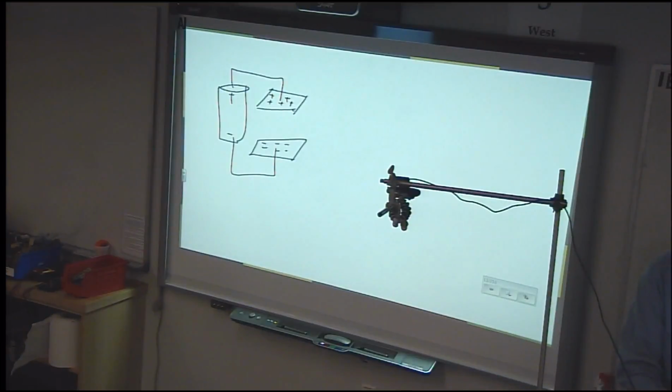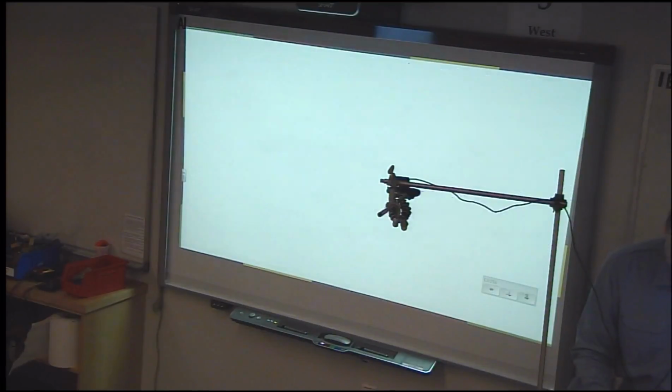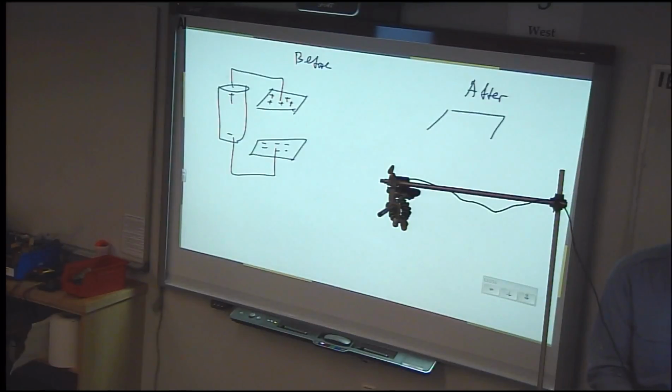But what do we do? We make a change, and in physics, every time we make a change, it's useful to draw a picture which shows also after the change has happened. What do we do? We increase the area. So the distance remains the same, but the area is getting larger, more area.